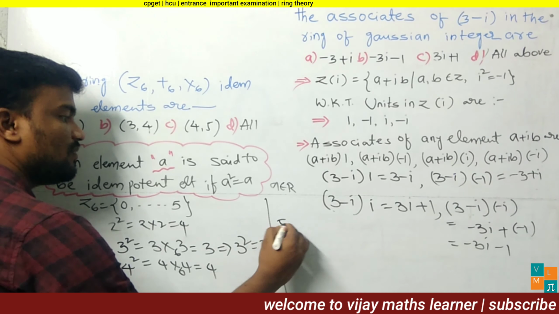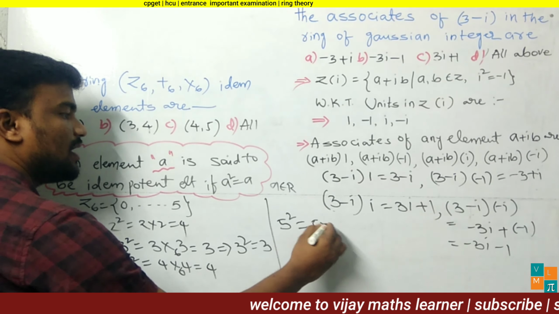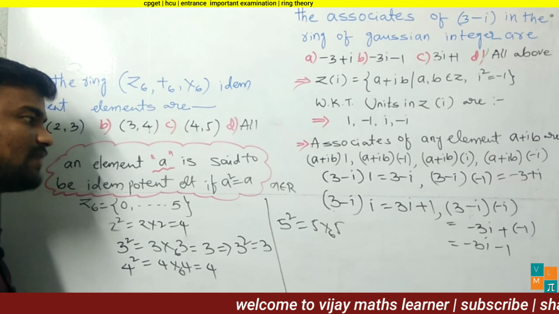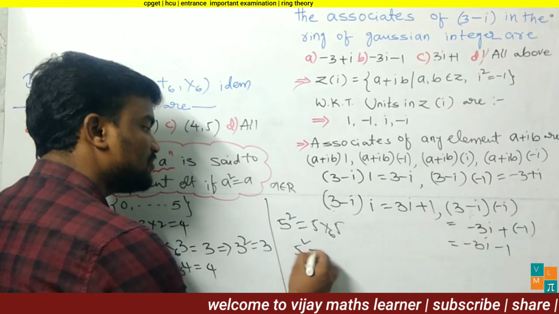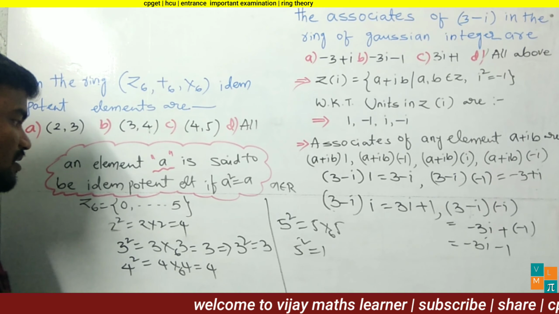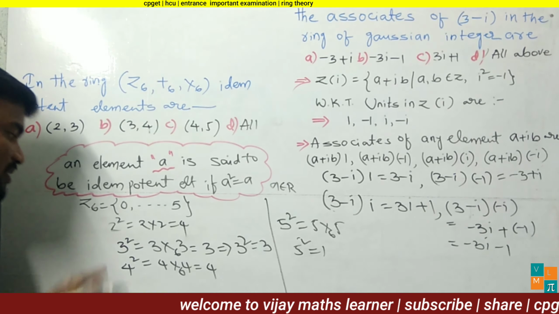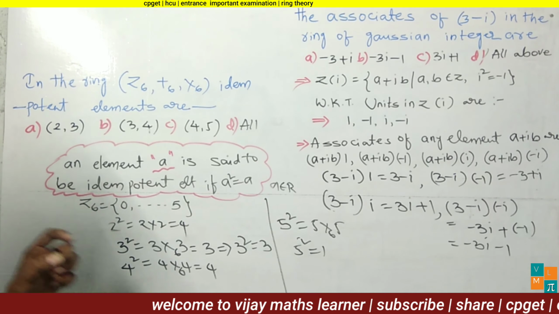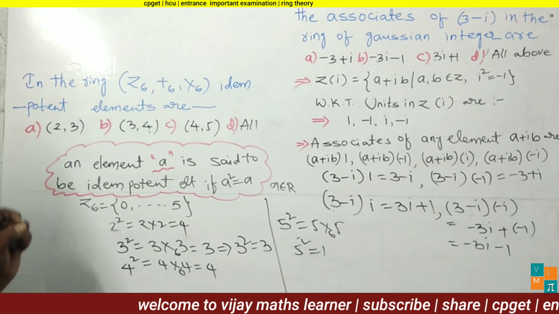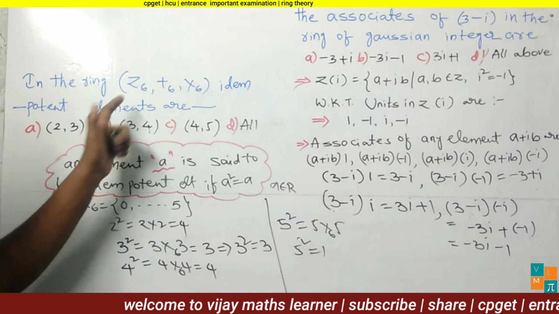Next, take 5. 5 squared equals what? 5 modulo 6. 5 fives are 25. If you divide by 6, what do we get here? The remainder is 1. 5 squared equals 1. So observe, what are the idempotent elements here? 3 squared equals 3. 4 squared equals 4. So 3 and 4 are the idempotent elements of the ring Z6.